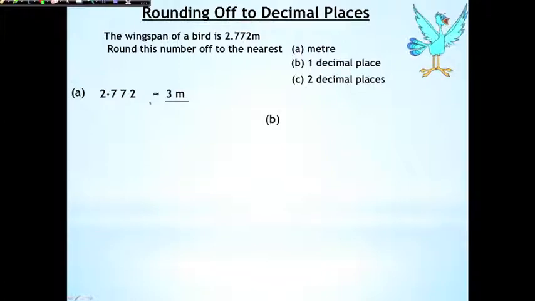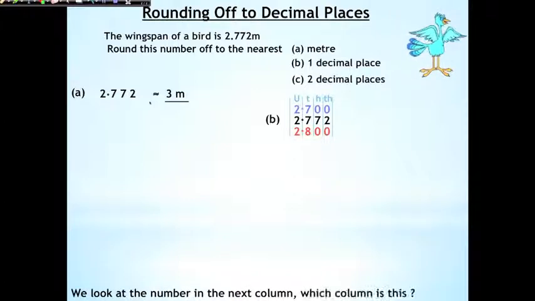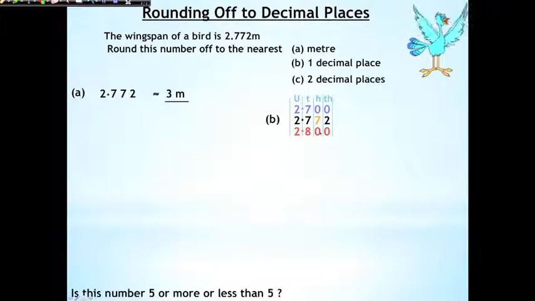For part B, we're going to use the same method, and we need to round it to 1 decimal place. So the 2.772 lies between 2.7 and 2.8, because we only want 1 decimal place. If we look at the tenths column, that's our first decimal place, we want to look at the number after that, in my hundredths column. Now we need to decide if it's 5 or more. It is, because it's a 7, so it's more than 5. So we're going to round it up to 2.8. We want to take the higher number.